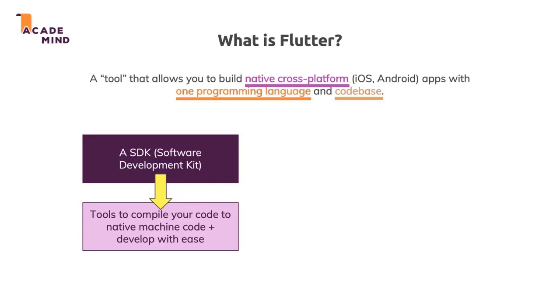Because if there would be one programming language that would work on both platforms, we wouldn't need Flutter, but there isn't. Now therefore, the one programming language Flutter uses doesn't work on iOS and Android, so it needs to be compiled to native machine code for iOS and native machine code for Android, so that we have code that does run on these platforms. And that compilation task, along with a couple of other things, that's all part of Flutter.